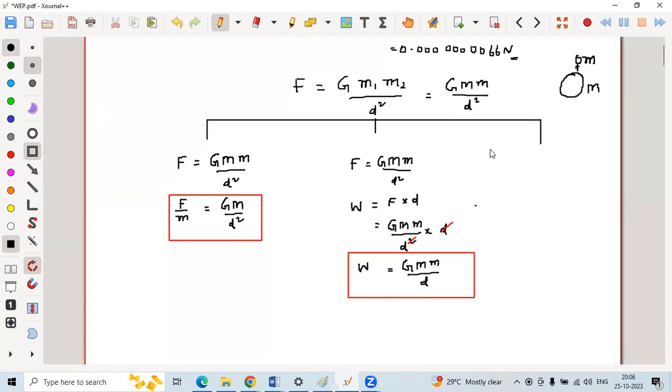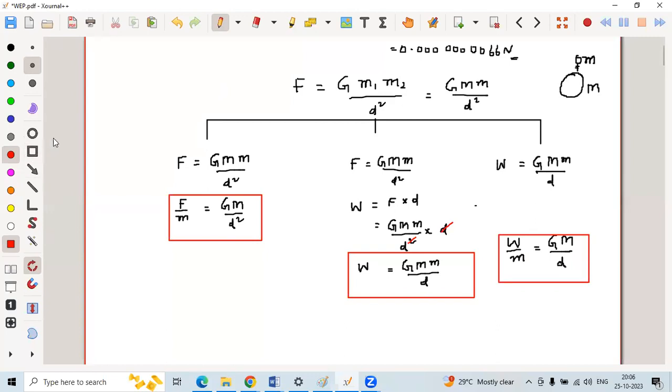Listen carefully. 50% of the chapter is in this, in these three formulas. Okay, so I know the work done formula: G capital M small m by distance is work done. Now bring this small m to this side. That is W by small m is equal to G capital M by distance. You just keep this in a box. Now do you have these three boxes? Three boxes, three different formulas.